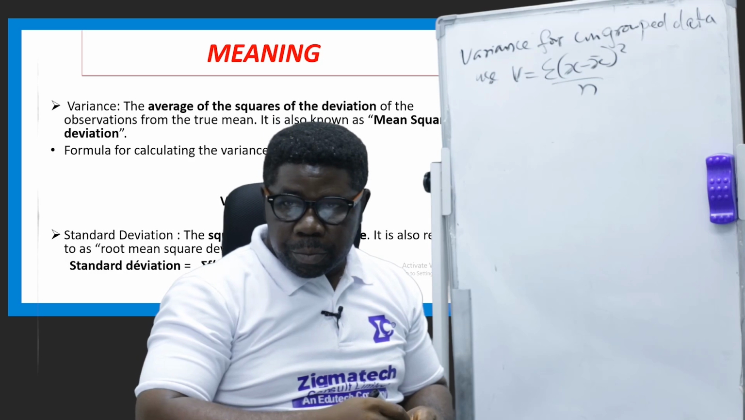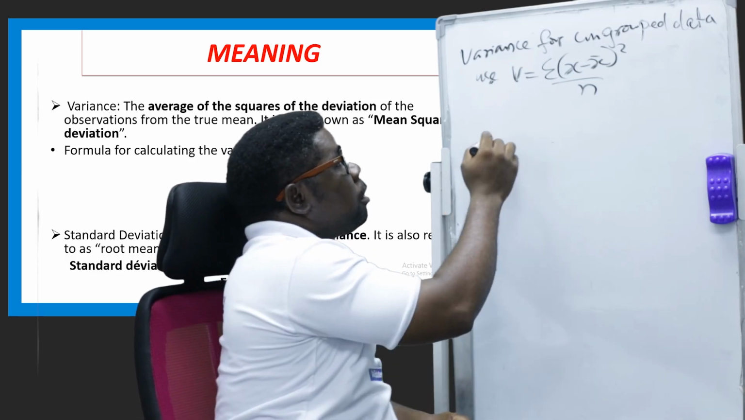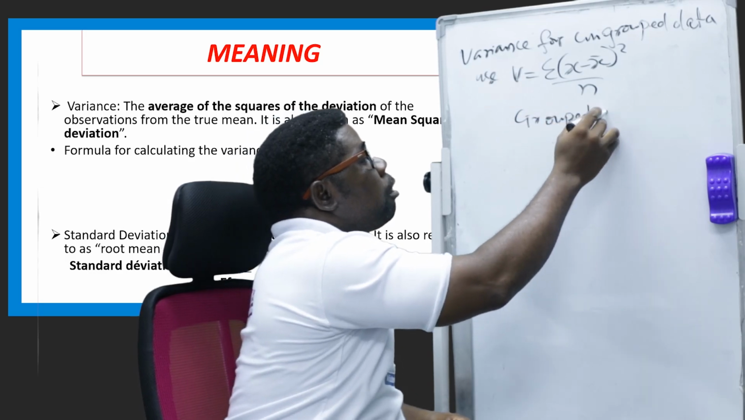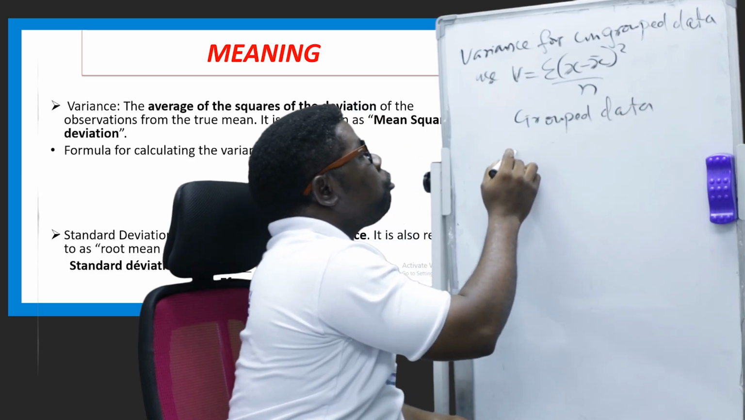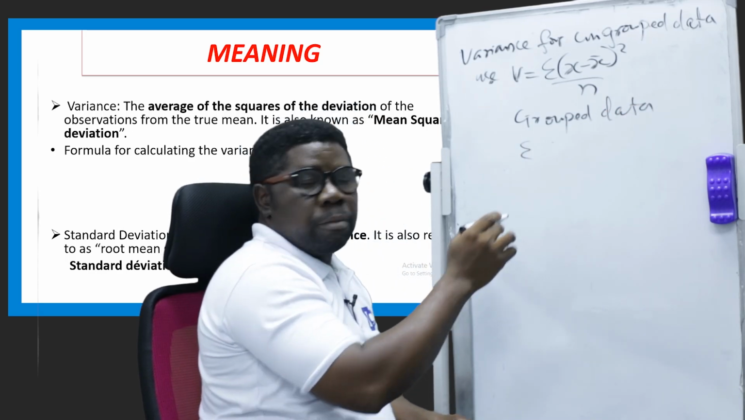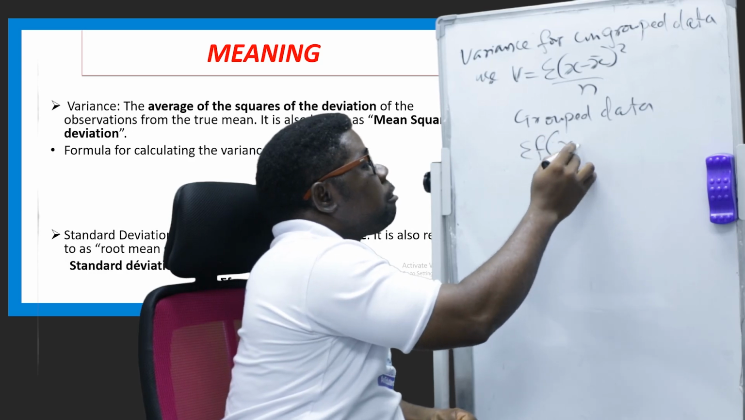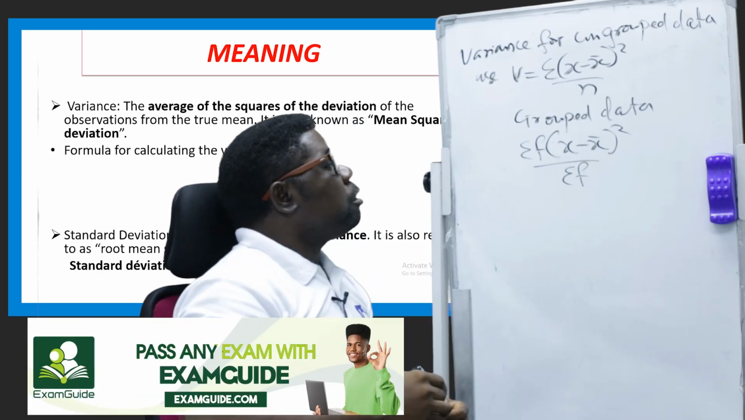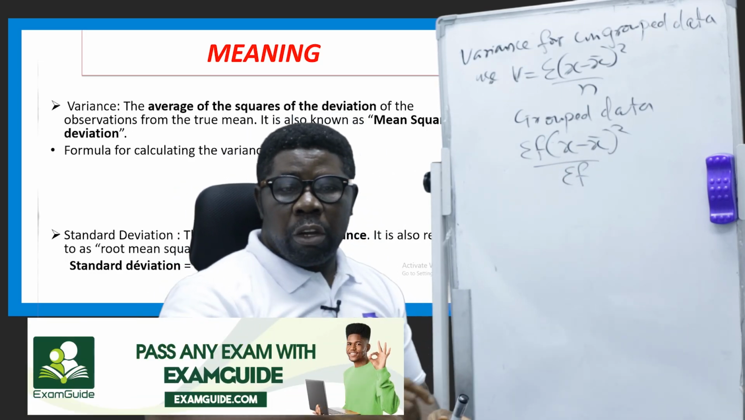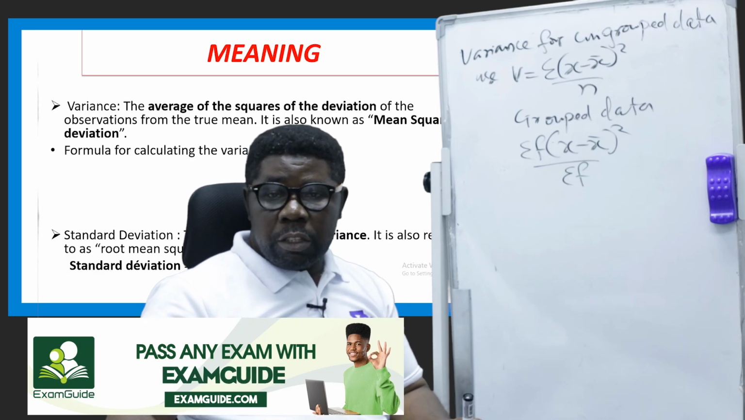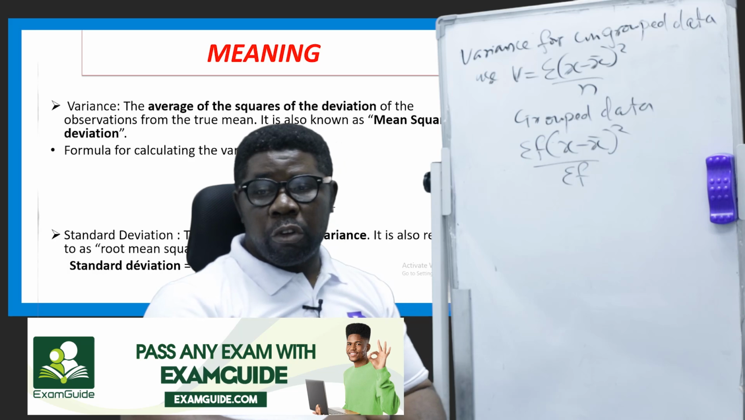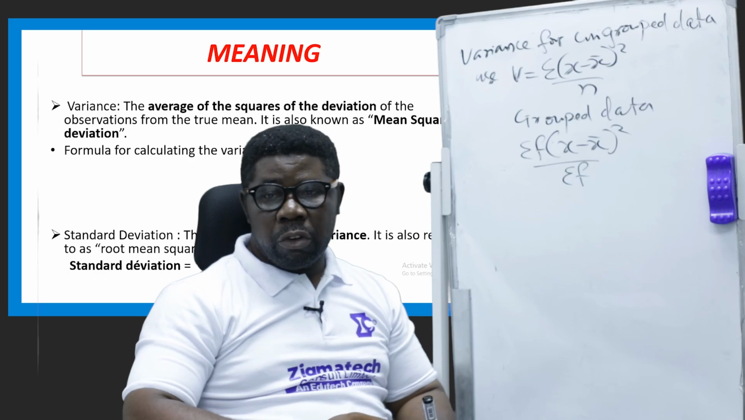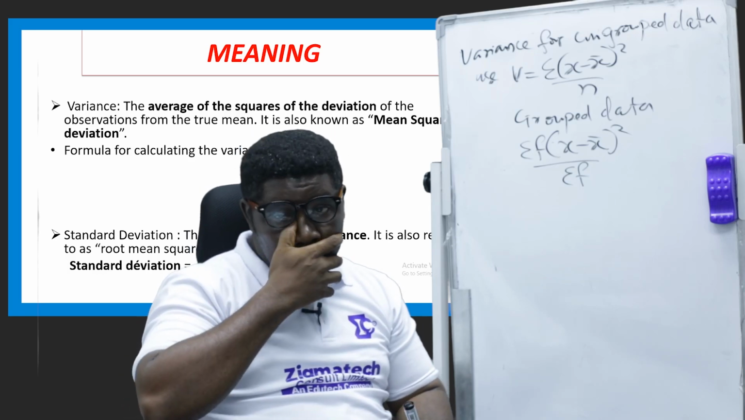But for grouped data, we use summation of f times (x minus x bar) squared over summation of f. So these are the two formulas we use for variance. The standard deviation is the square root of the variance. It's very simple.